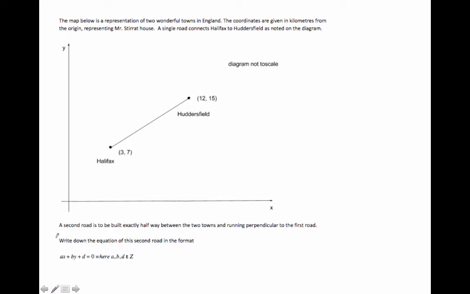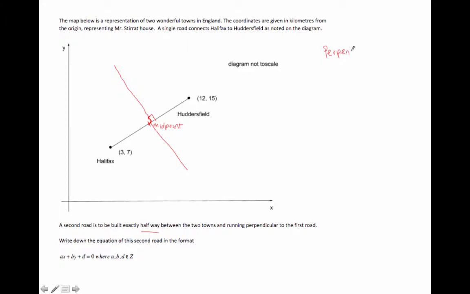In the last question on the paper, we're shown two towns which are joined by a road, and they're saying that a second road is going to be built exactly halfway between. So if we see that, we should already be thinking about midpoints and running perpendicular to the first road. Perpendicular means it's going to run at 90 degrees to the road that's already there. So what do we call a line which runs at 90 degrees to another line and crosses through the midpoint? It's called the perpendicular bisector.